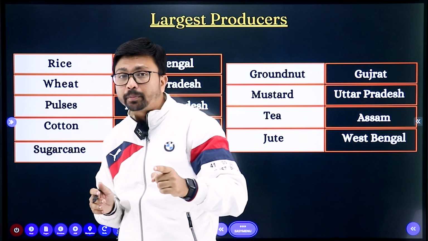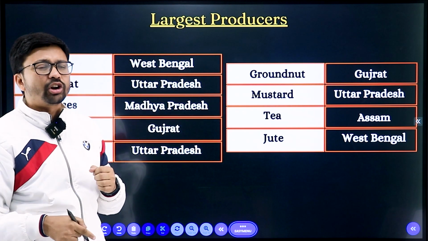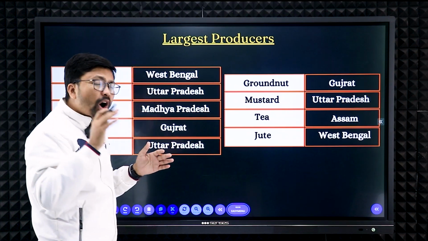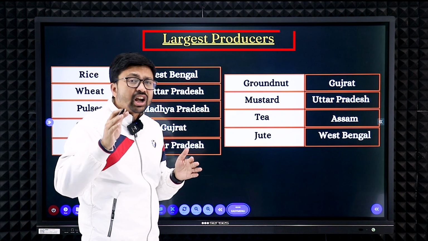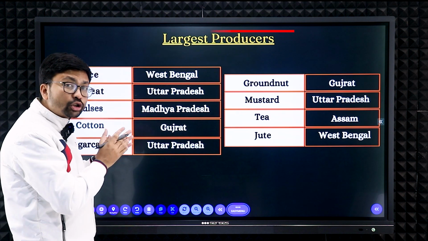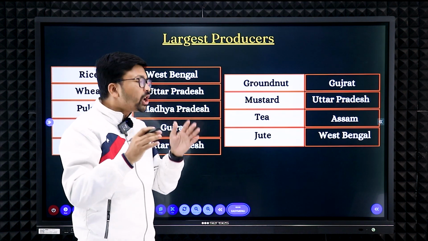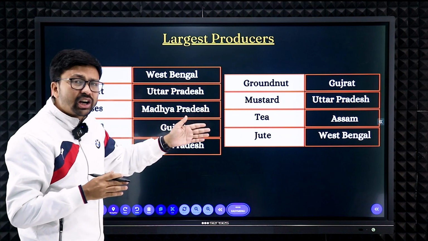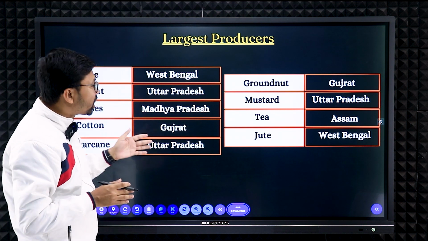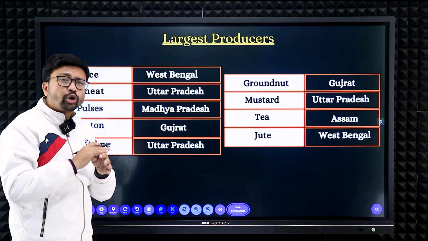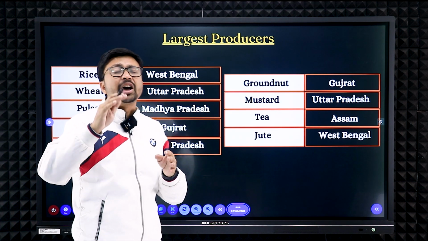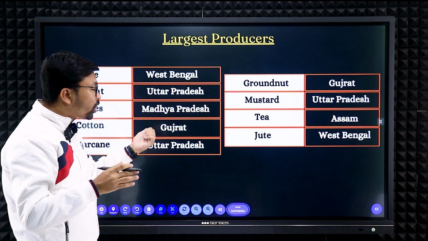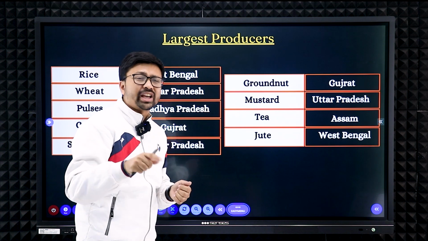Now very, very important information. This information you will not get anywhere else, right? For the largest producing states of the crops given in your syllabus, you need to write this data only. These are very authentic data. Don't follow anything on the net or in any other textbook. Follow this for your 2023 exam, right?